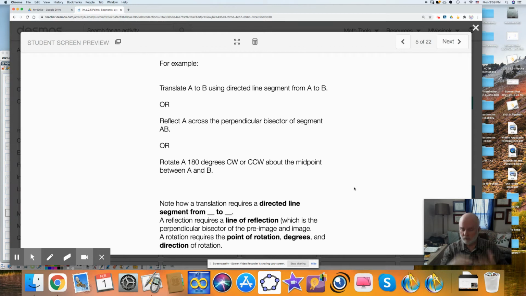And remember, when we translate, we have to define the directed line segment. When we reflect, we have to define the line of reflection. When we rotate, we have to do three things: the point of rotation, the degrees of rotation, and the direction of rotation. Okay.